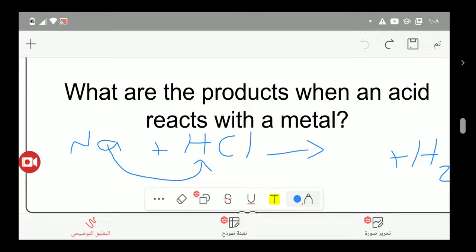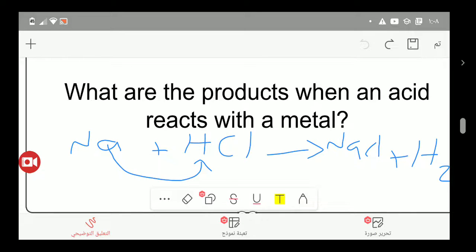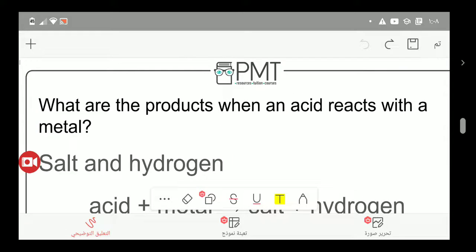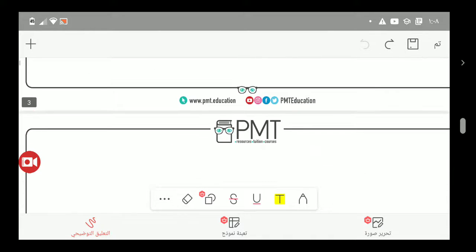And sodium chloride will form. So we can say that the product of the reaction of metal and acid is sodium chloride. Next, this is the answer: salt and hydrogen. Acid plus metal gives salt and hydrogen.